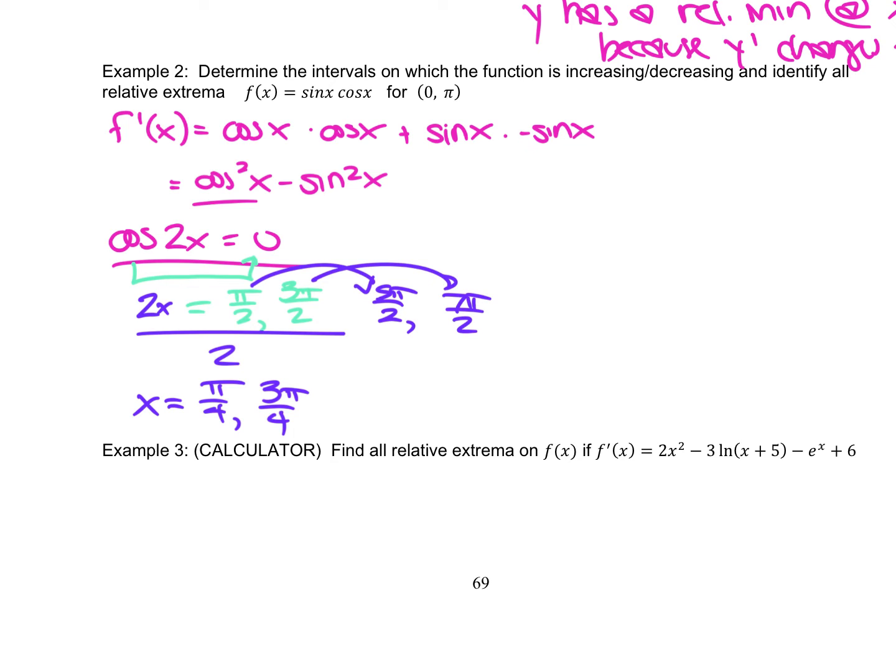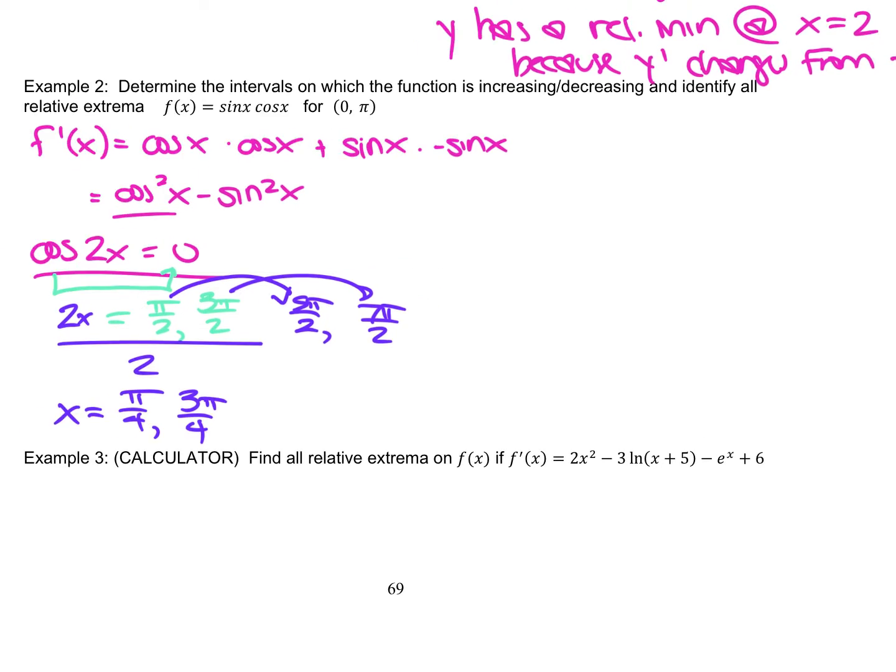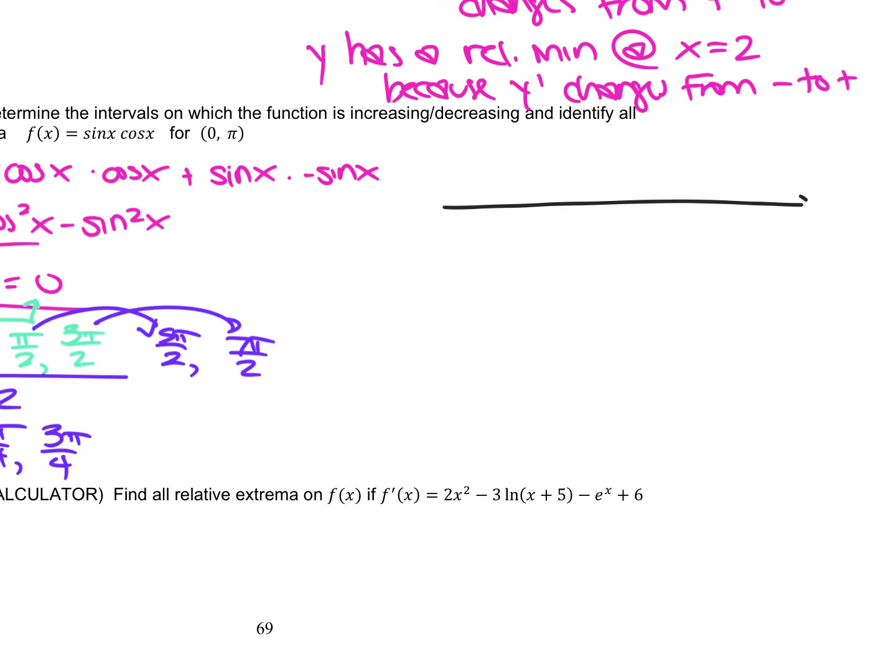Now where do we go from here? This is the new stuff. Number line. Okay, number line, and what is this number line for? F prime of x. Get yourself in the habit. On there, we then label it as pi over 4 and 3 pi over 4, because those are our critical numbers.